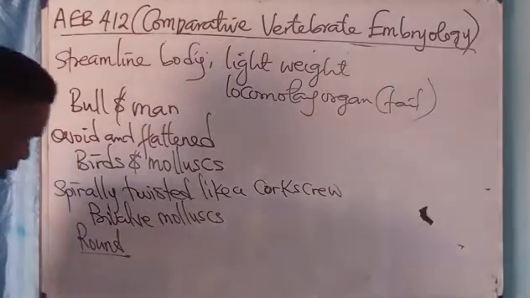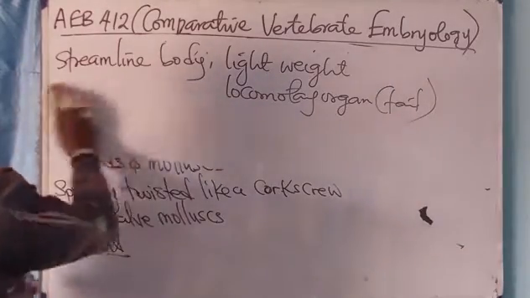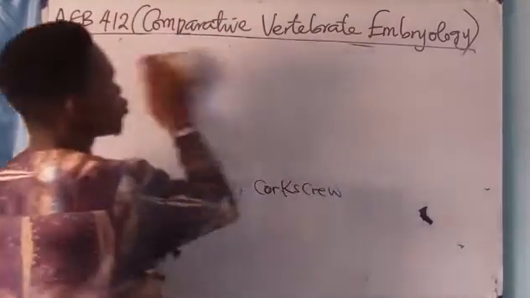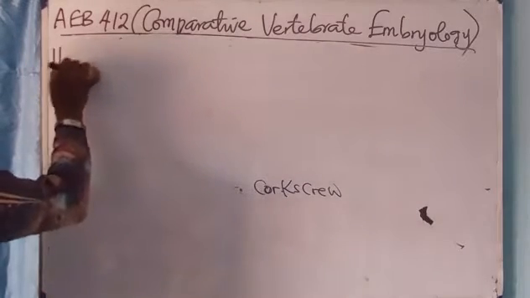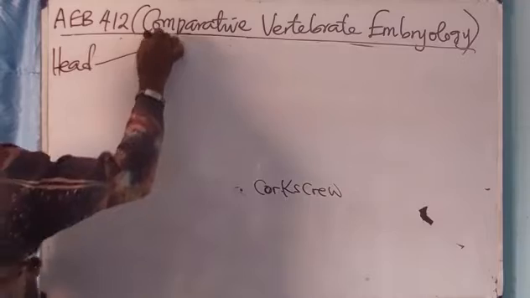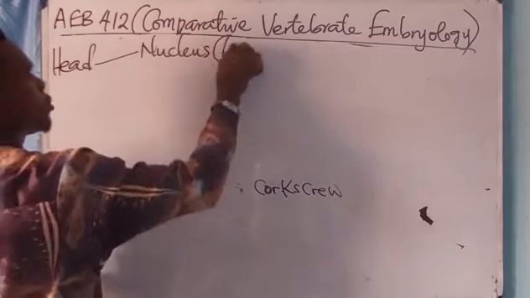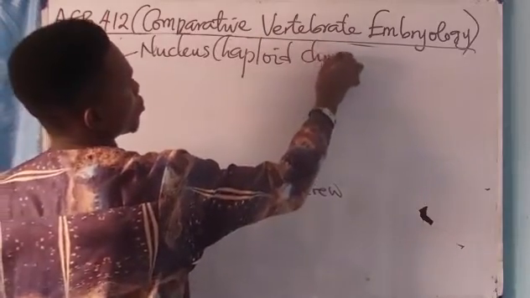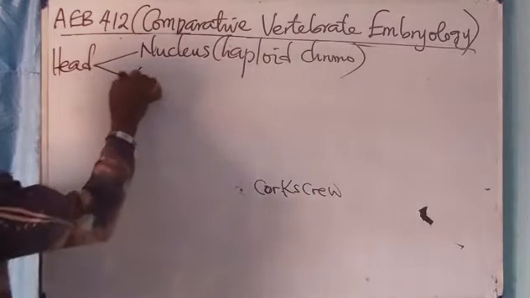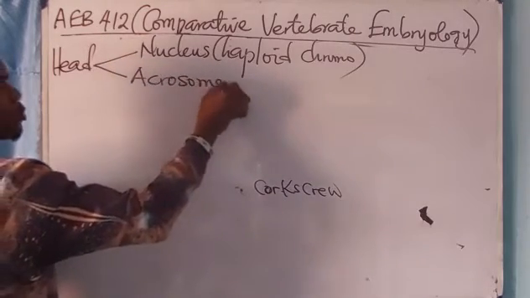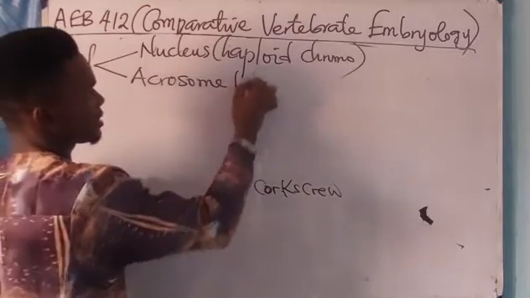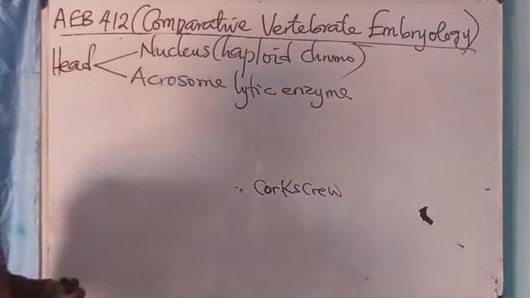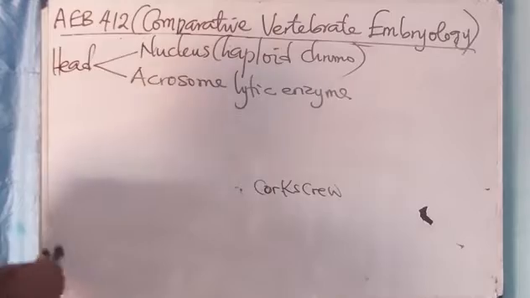Now, the sperm has the head, and the head has the nucleus with haploid chromosomes. This same head also possesses what? The acrosome. The acrosome possesses what? A lytic enzyme, and this lytic enzyme helps in dissolving the egg during what? Fertilization.